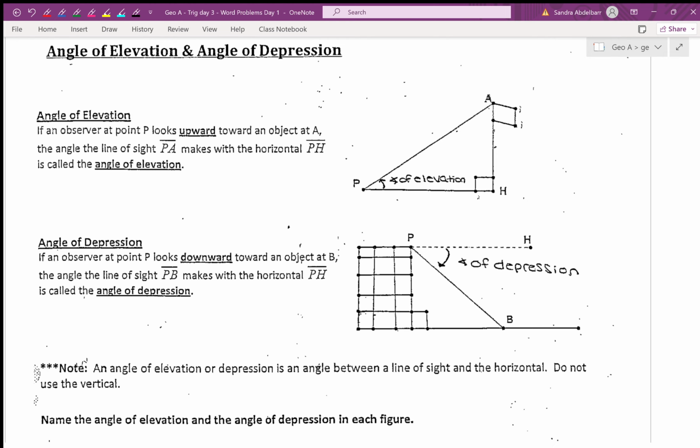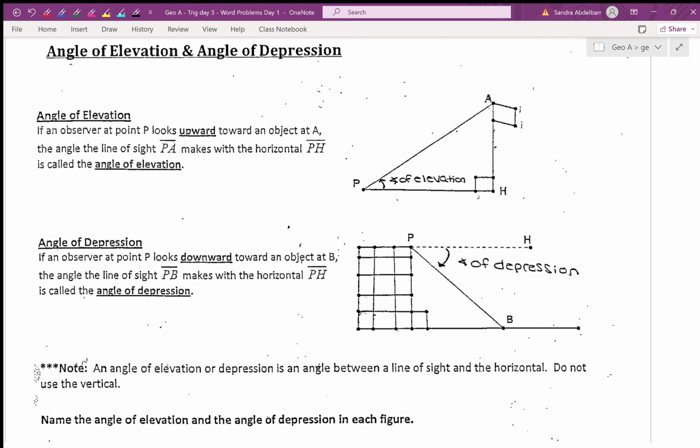So they're saying if an observer at a point P looks upward towards an object at A, the angle the line of sight PA makes with the horizontal PH is called the angle of elevation. All right, well, that's just the formal definition. Let's just make it make sense to you.